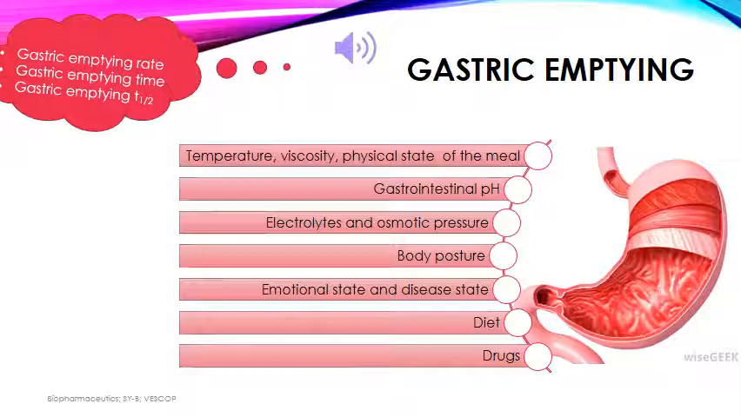Now, what are the factors which influence gastric emptying? One major factor which affects gastric emptying is the meal that you are consuming. Under the meal comes the volume of the meal, the composition of the meal, and the viscosity of the meal. Now, in comparison to the body temperature, if the temperature of the ingested fluid is higher or lower, it reduces the gastric emptying time. If the bulk of the meal is high, gastric emptying time will be naturally longer.